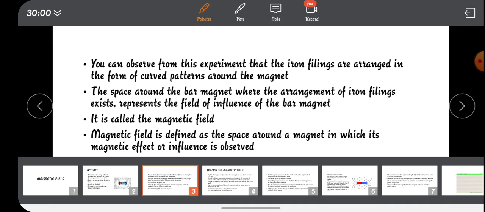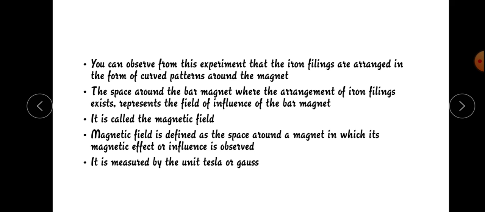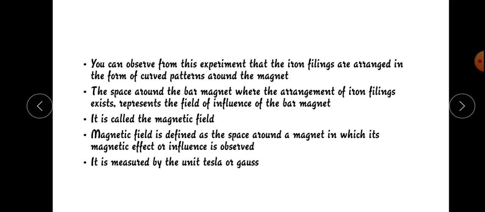So this is the space around the bar magnet where the arrangement of iron filings exists, representing the field of influence of the bar magnet. The iron filings represent the influence of the bar magnet, which is what we call the magnetic field. So that field is called the magnetic field.